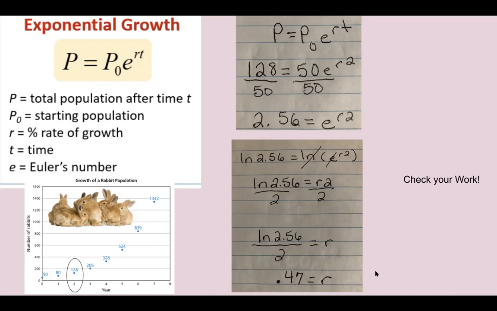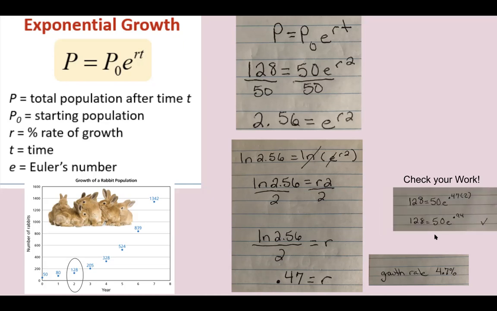Now, I'm going to take that r value and convert it into a percentage. So I'm going to multiply that by 100, and I get a growth rate of 4.7. Now, to make sure that you did all your math correctly, you're going to check your work. So just plug your r value into that original equation, and you should get the correct balanced equation. And in that case, I did, so I know that I was correct.